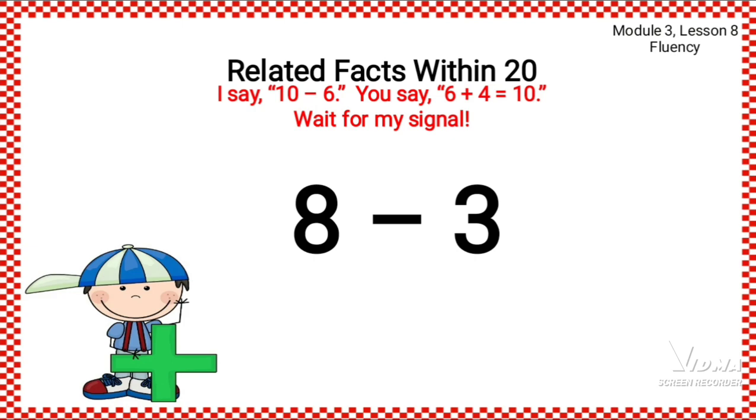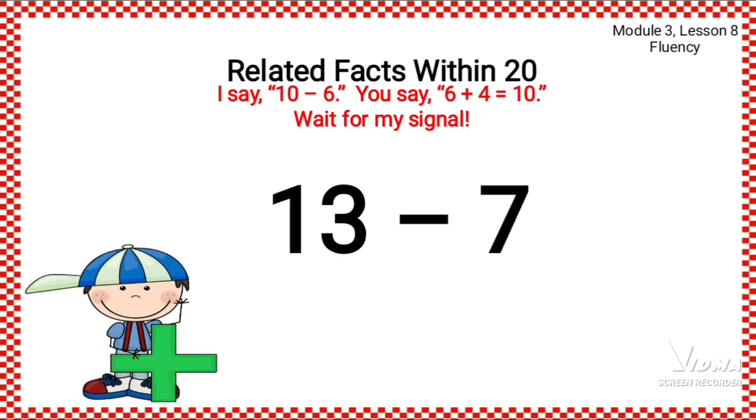All right, let's go now. 8 minus 3, 3 plus 5 equals 8. I hope you've understood it now. That's what I want to do. Give me the answer that way. All right, 20 minus 7. 7 plus 13 equals 20. Correct. 11 minus 8. 8 plus 3 equals 11. Good job.